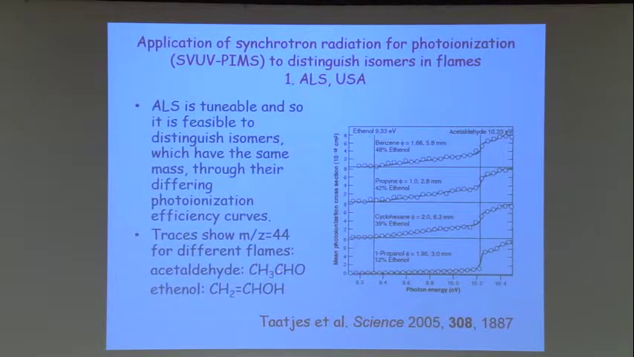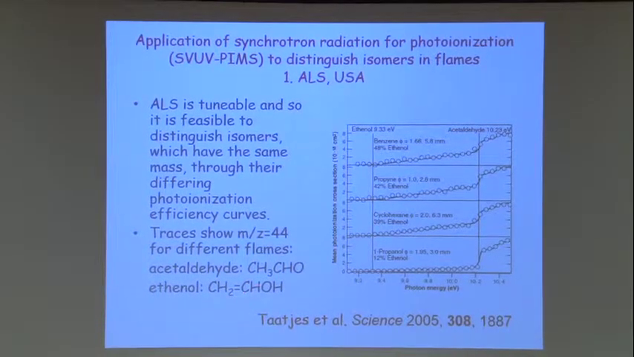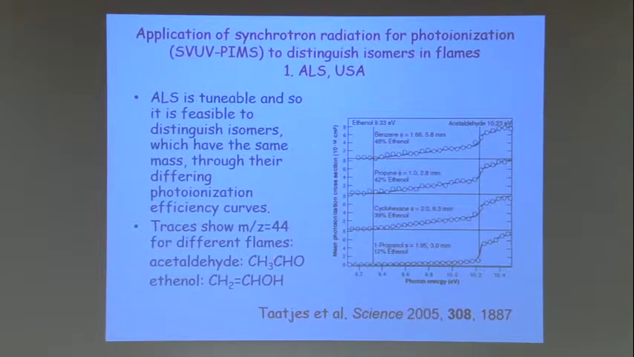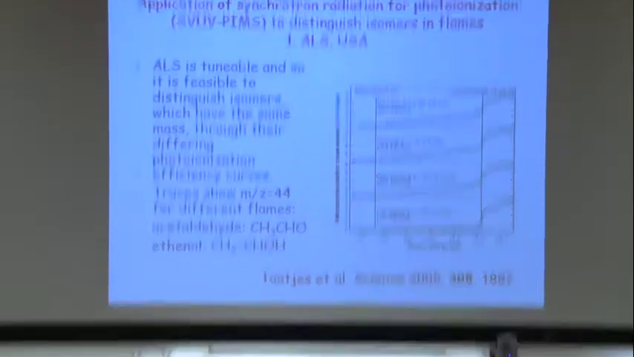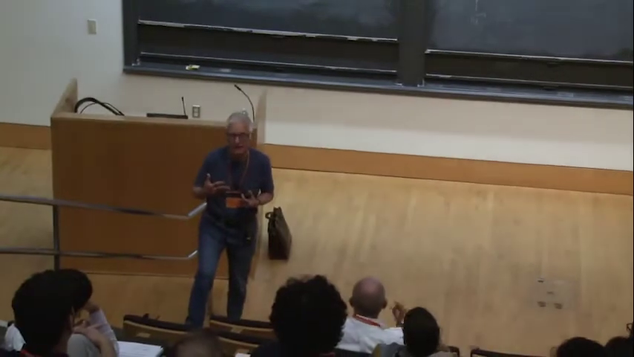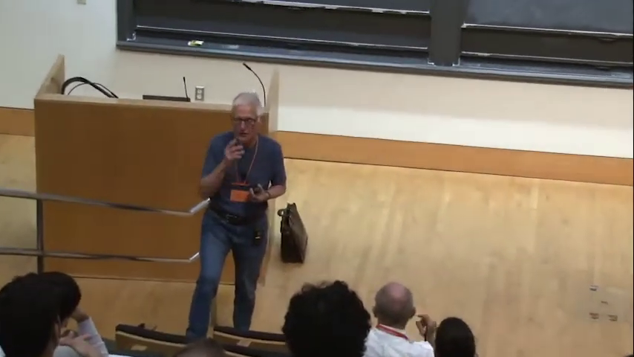concentrations of acetaldehyde and ethanol. And it doesn't take you very long to notice that those have got exactly the same overall formula, the same mass. They both have a mass of 44. And if you used ordinary mass spectrometry, ordinary ionization techniques, electrons or non-tunable radiation, then you wouldn't be able to distinguish between them.